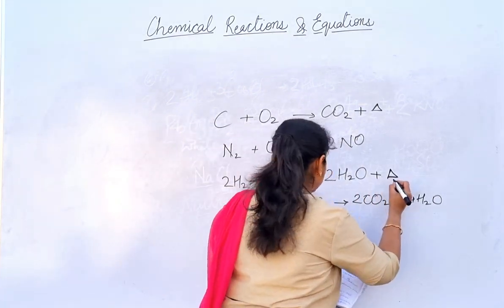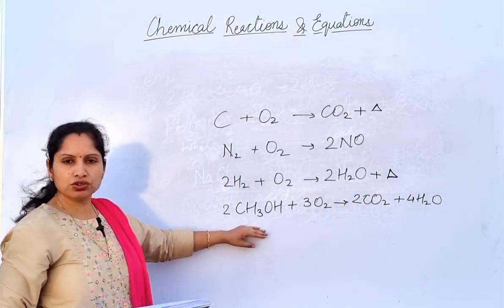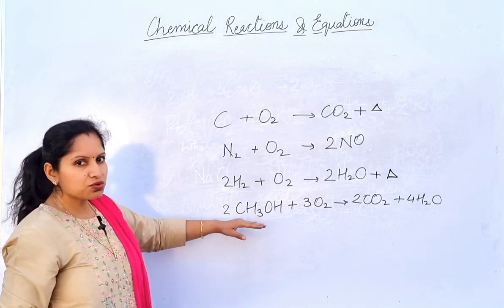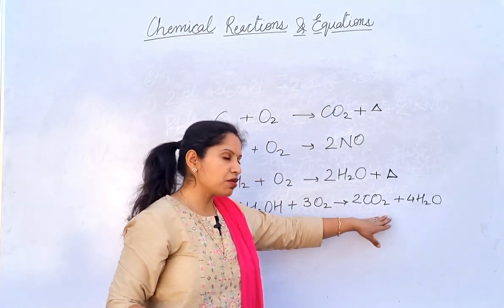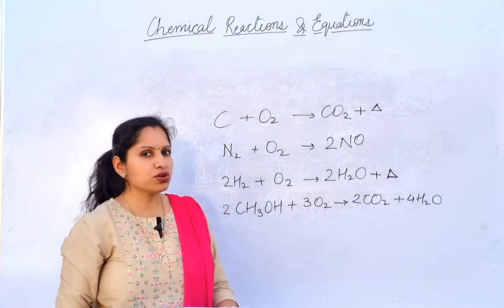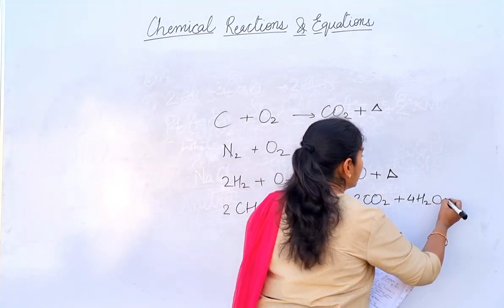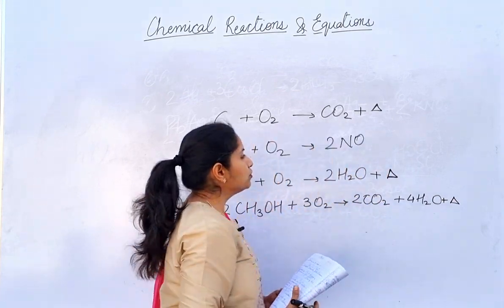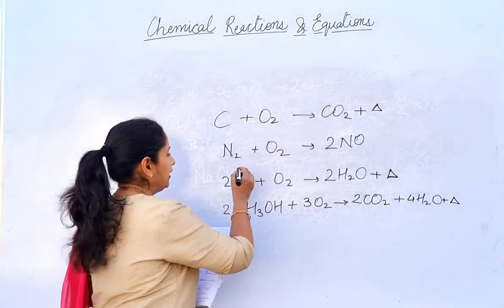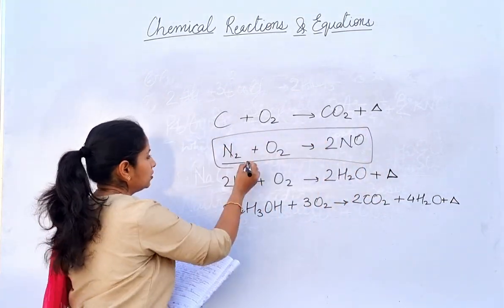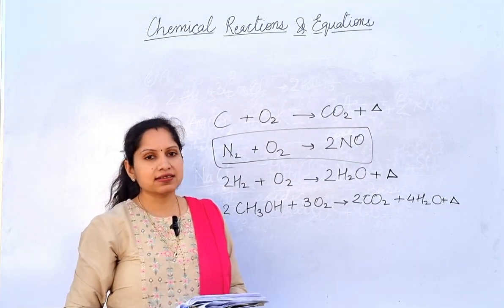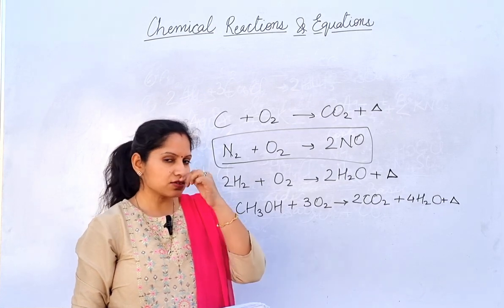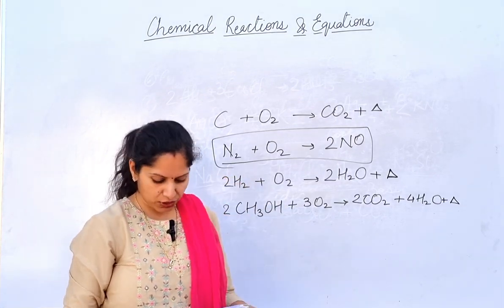That is exothermic reaction. Now this is combustion of methanol. So alcohol, when it undergoes combustion, forms carbon dioxide and water, and that is also an exothermic reaction because that could be used as a fuel. So whatever is left, that is an endothermic reaction. And remember, nitrogen combines with oxygen to form nitrogen oxide. That is an endothermic reaction. This reaction requires energy.